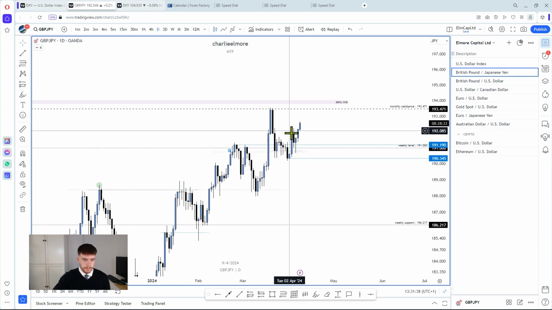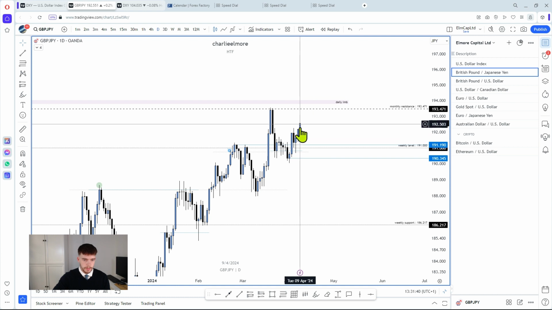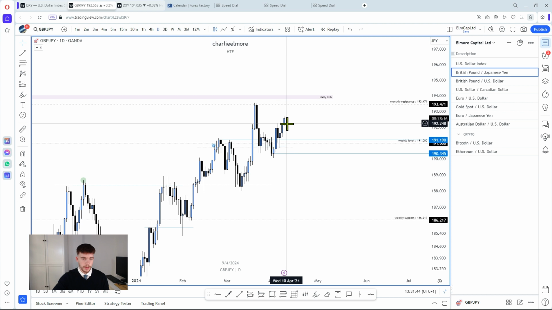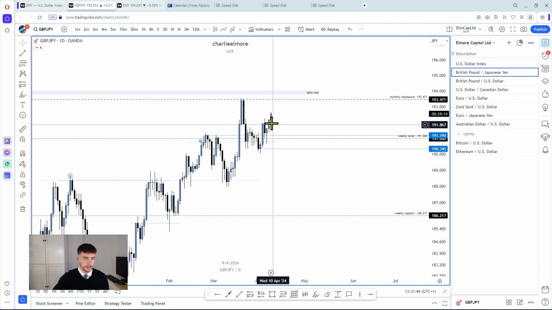Pound yen still floating around where we were on the previous live. Okay, we've not come into a pullback or anything like that, so we could actually just reach these levels from here. It would be nice if we pull back and get into a trade though.